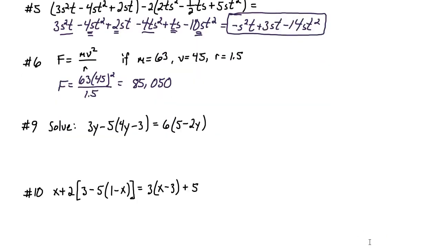Number 9. Solve this equation for its variable, which is the letter y. There are parentheses, so we need to do the distributive property to remove the parentheses. Negative 5 times 4y is negative 20y. Negative 5 times negative 3 is positive 15. 6 times 5 is 30. 6 times negative 2y is negative 12y. Next, let's combine like terms. 3y subtract 20y is negative 17y.